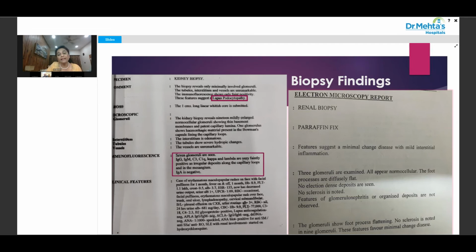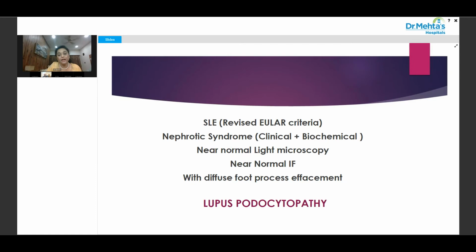So we had a child who was SLE, according to revised EULAR criteria, was having the nephrotic syndrome, but had near normal light microscopy, near normal immunofluorescence, and diffuse foot process effacement, a term which is called lupus podocytopathy.